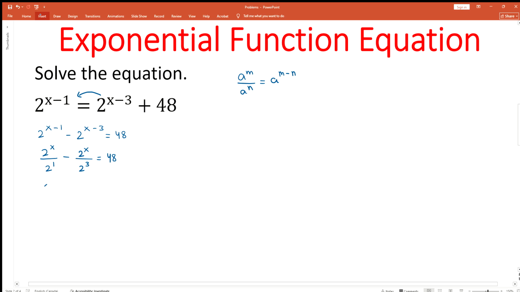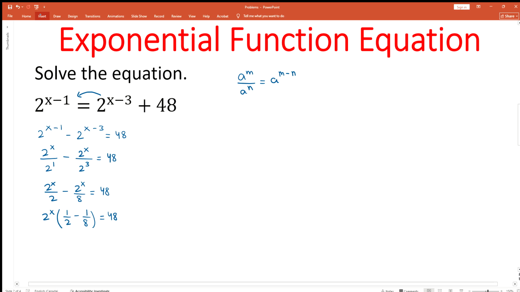Next, we can evaluate the terms in the denominator. 2 to the power 1 is 2. 2 to the power 3 is 8. Next, we can do common factoring. On the left side, we can factor out 2 to the power x from both terms because we want to isolate x. We are left with 1 over 2 minus 1 over 8 in the parentheses.